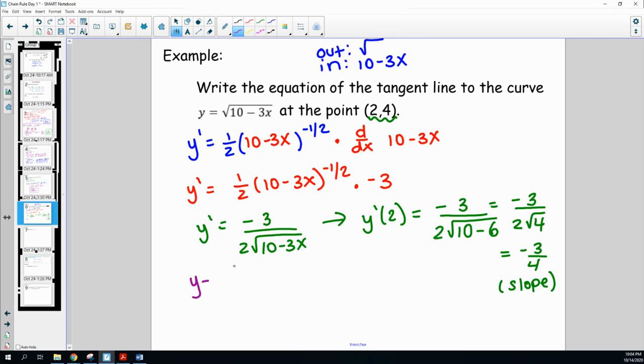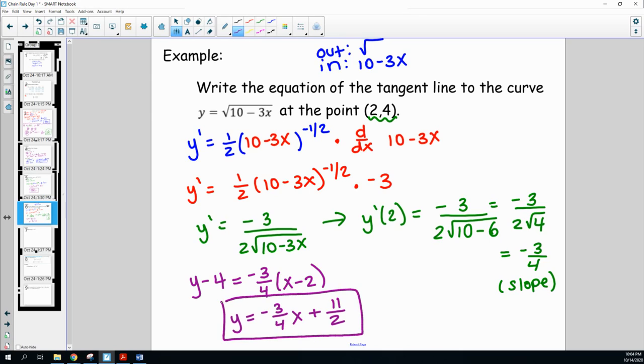So I'm going to do y minus my y value for the point, which is 4, equals my slope, which is negative 3/4, x minus the x value of 2. So you can leave it like that. If you want to solve it, we're going to get negative 3/4 x, and then here we get 3 halves, and then we're going to add 4, so 8, so 11 halves. There's our equation.